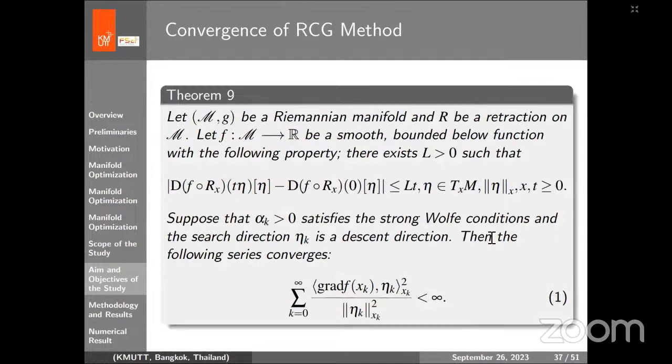So after showing the sufficient descent of a given problem, the next thing is to show that the algorithm actually converges. That is, irrespective of our initial point, we can show that the algorithm converges using this theorem 9 here with the assumption. This assumption is the Lipschitz representation of a Riemannian version.